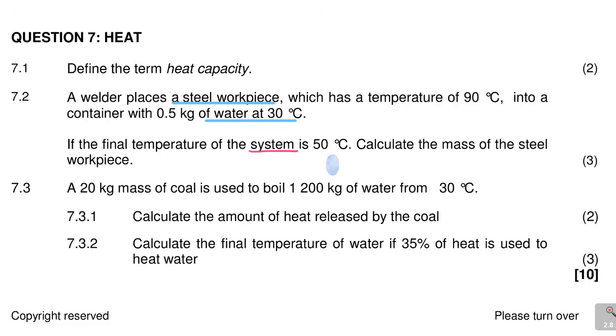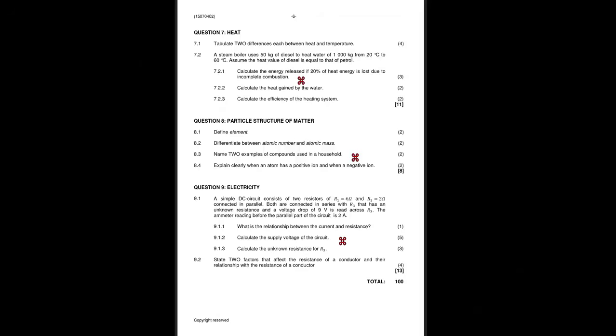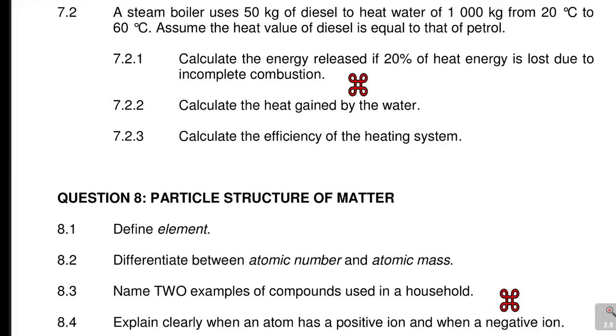Question 7 started from this calculation where we were dealing with 7.2.2. Then I continue from 7.3, whereby it says a 20 kilogram mass of coal is used to boil 1,200 kilograms of water from 30 degrees. Calculate the amount of heat released by the coal. Calculate the final temperature of water if 35% of heat is used to heat the water. So this is what I'm going to look at. And there is another question also that I didn't look at.